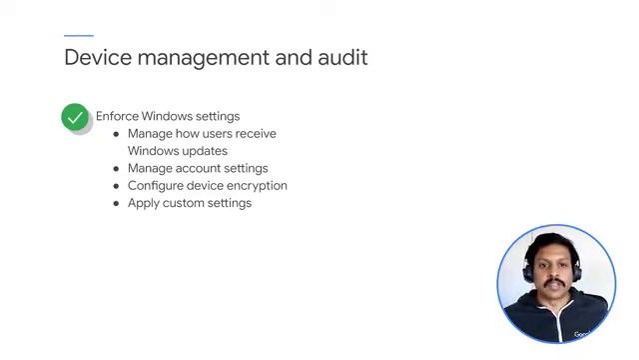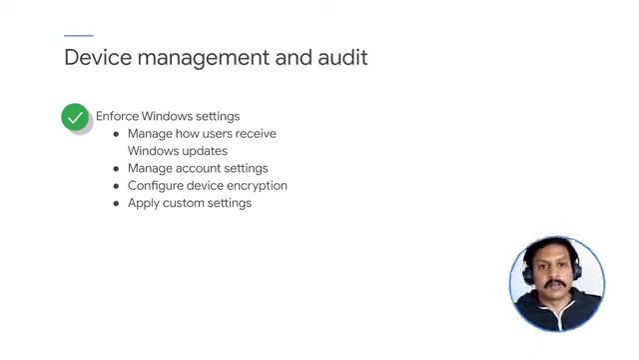Configure device encryption. As an administrator, you can specify how your Windows devices and drives are encrypted with Microsoft BitLocker technology. Apply custom settings. You can use custom settings to configure device settings and features on your organization's Windows devices. This is a quick way to add policy settings that aren't available through the standard admin console page. For example, you might want to disallow users from switching on the camera on their device.